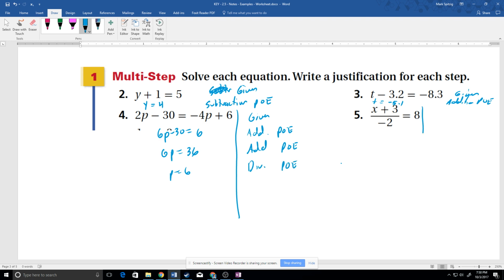Let's do the same thing over here. In this case, we'd have a given, of course, but then we'd be multiplying both sides by negative 2. So we'd end up with x plus 3 equals negative 16. So we multiplied both sides by negative 2. So that's a multiplication property of equality. Then we would, of course, subtract 3 from both sides to get x equals negative 19. So that's subtraction property of equality.